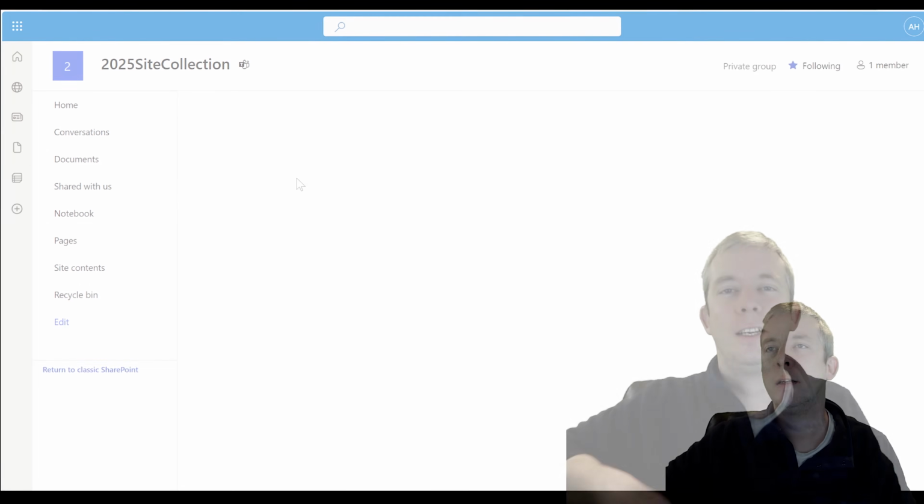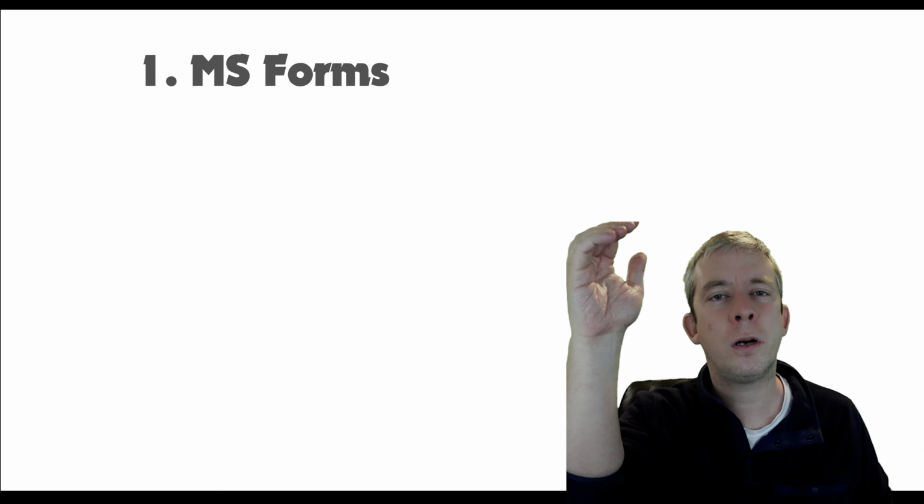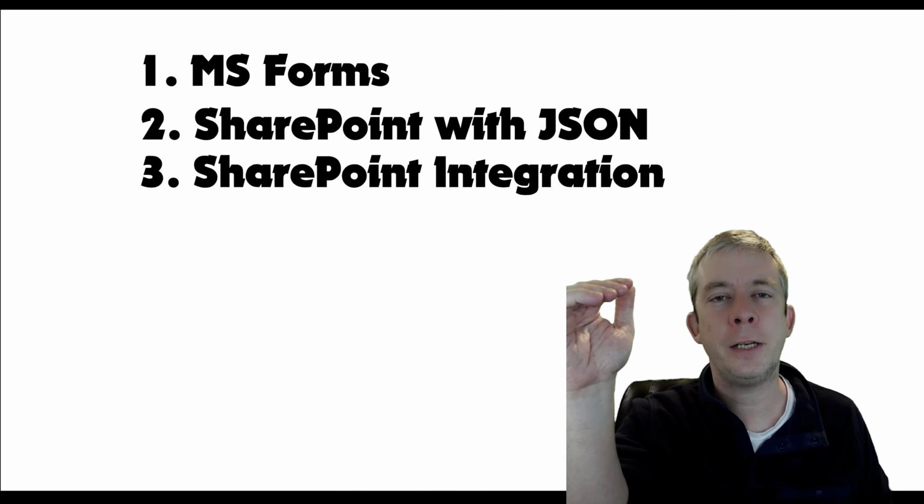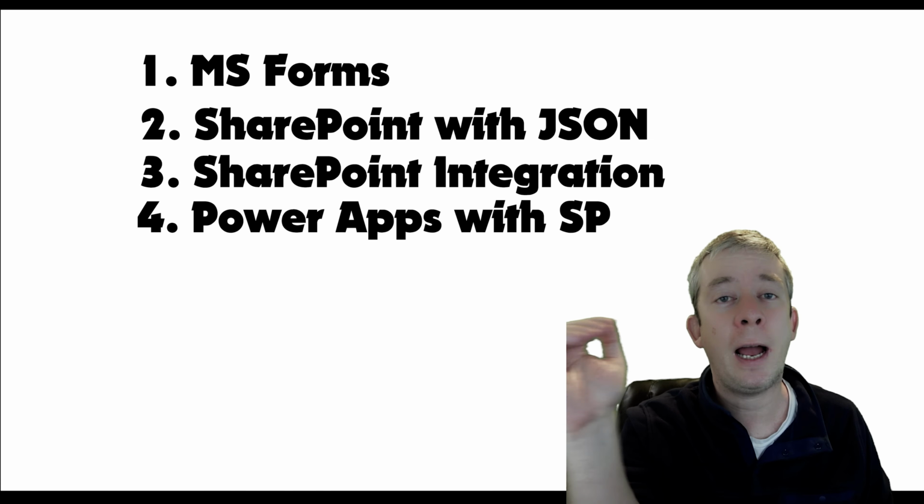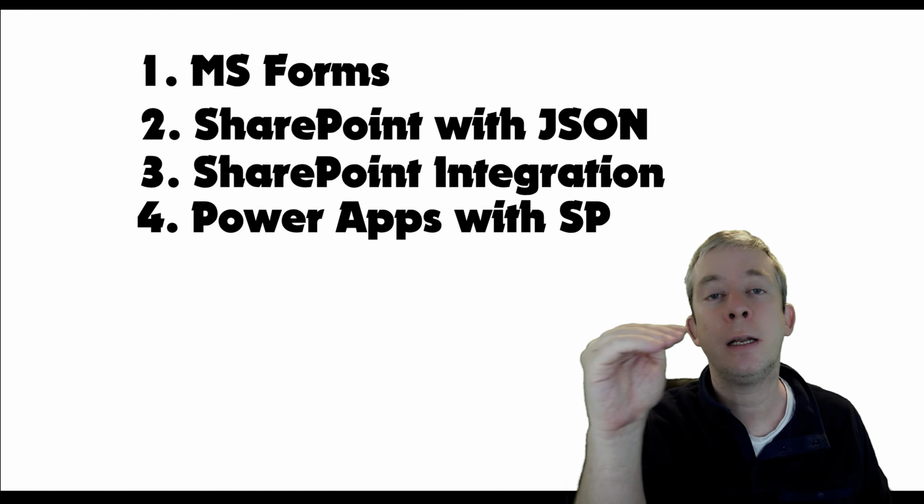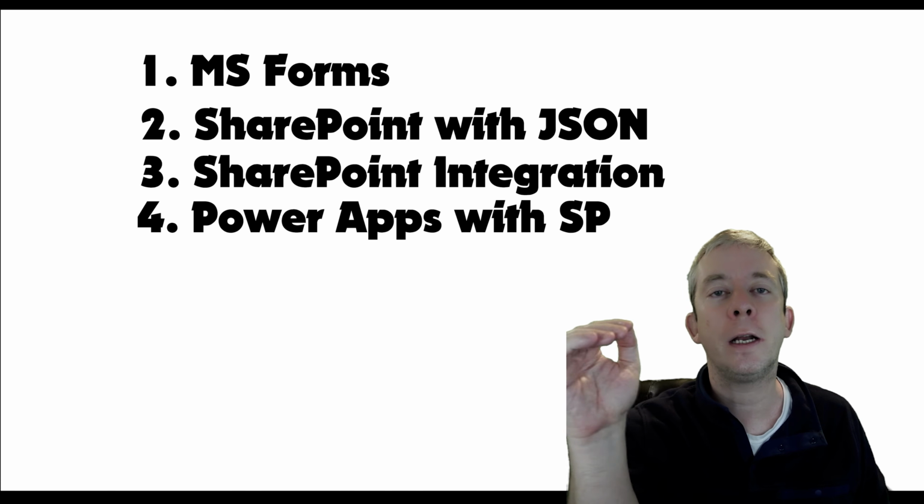Okay, now that we've decided as a team after gathering requirements, right? I don't just go in there and say, this is a Power App. No. Don't do that. Gather requirements. This is a form, SharePoint integration. Then you have Power Apps with a SharePoint backend. That's what we were learning today.